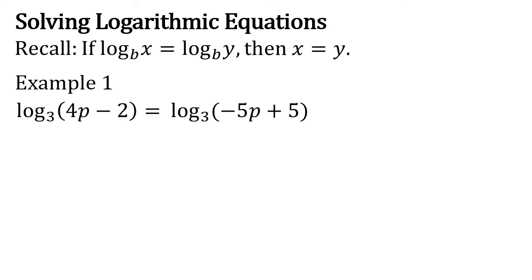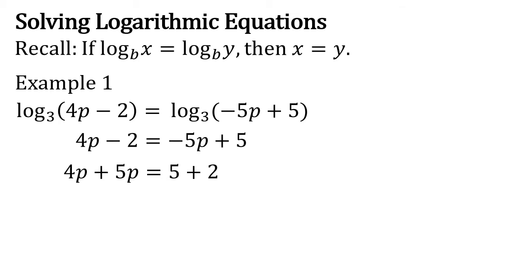So for example, log of 4p minus 2 base 3 equals log of negative 5p plus 5 base 3. They have the same base, therefore we can equate 4p minus 2 and negative 5p plus 5. Then just solve for p. So this will be 4p plus 5p equals 5 plus 2. 9p equals 7. So divide both sides by 9. You're going to have p equals 7 over 9. And that's the solution of this logarithmic equation.